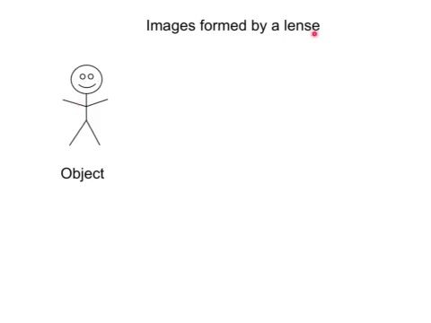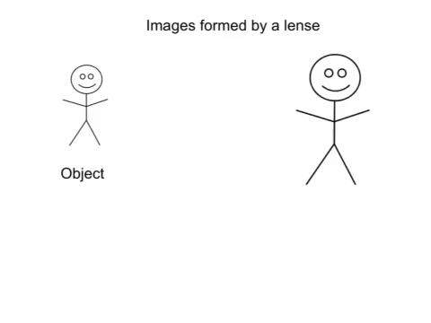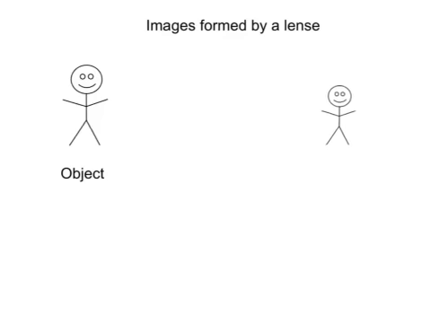Okay, and a lens can form an image of this very attractive stick man right here in a number of ways. So what can happen is you can either have a stick man who is magnified, so much bigger, or one who's shrunk, so a lot smaller. And he can be upright, as he is at the moment, or he can be inverted, which means that he's upside down.